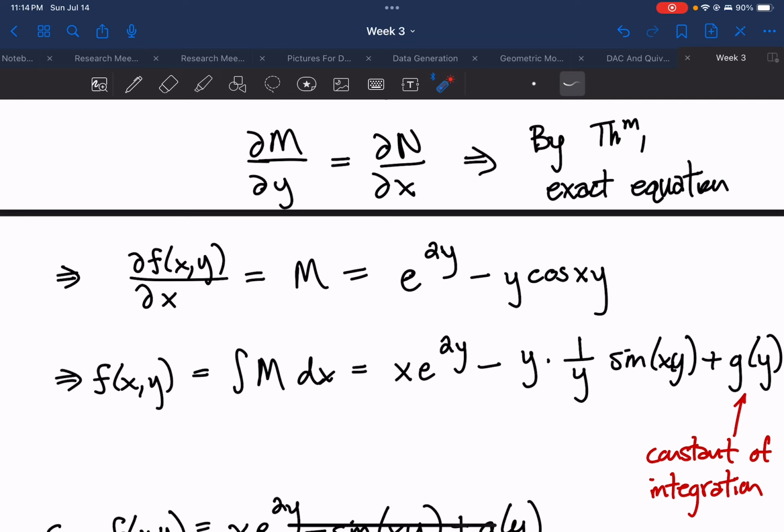And I should mention, if you don't like this method, there are other methods to solve these exact equations, and you should go look them up if you're struggling. Okay, so back to it.